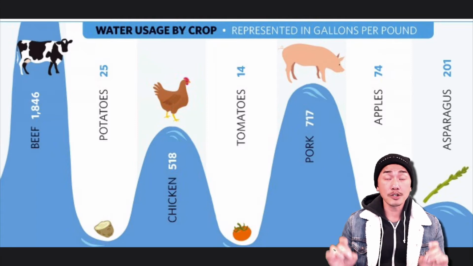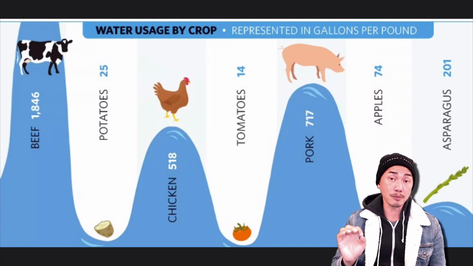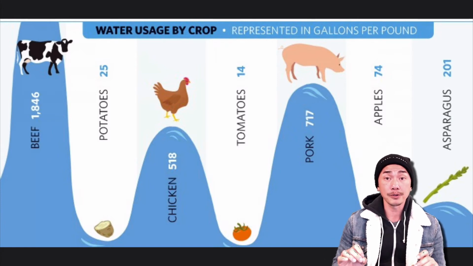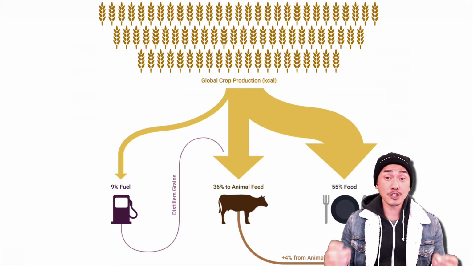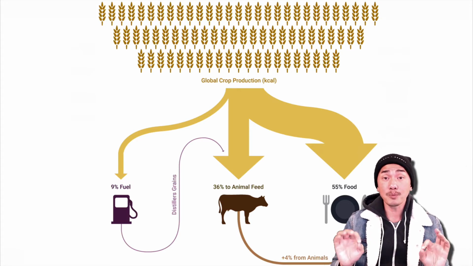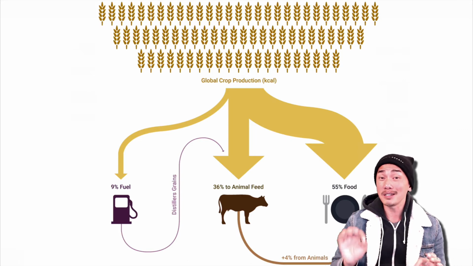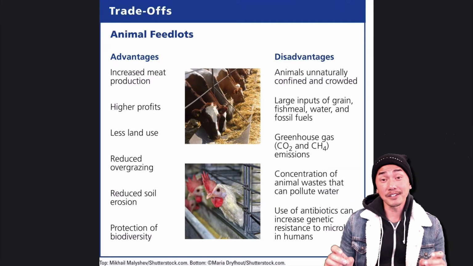This diagram shows the significant difference in the amount of water required to produce meat versus producing produce. This diagram shows that 36% of global crop production goes into raising animals and points out that eating meat may not be the best way to feed as many people in the world as possible. This infographic shows the pros and cons of using animal feedlots to produce meat.